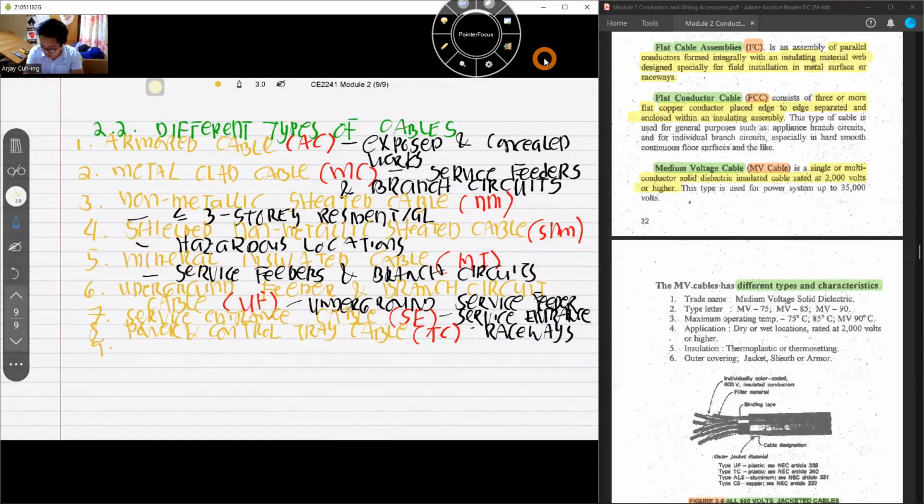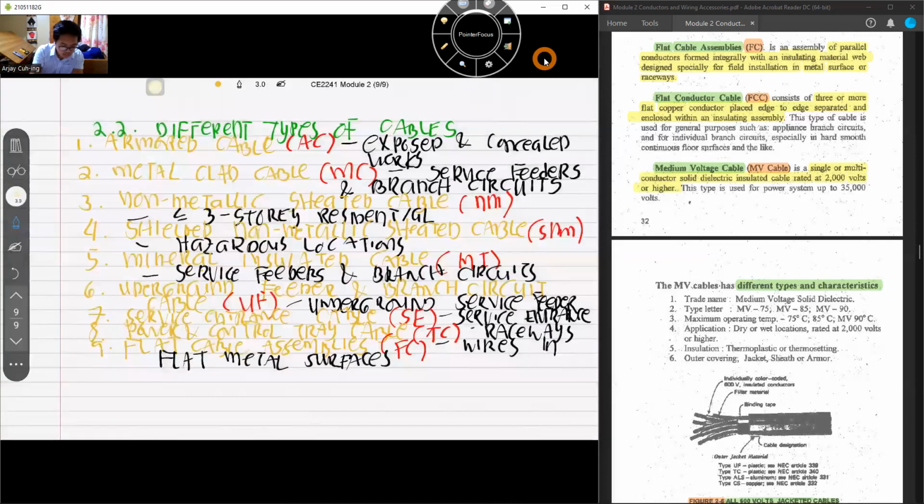Tapos 9. So medyo madami-dami, no? We also have, class, what we call flat cable assemblies. Okay. So also known, class, as FC. So saan sila ginagamit, class? Wires in metal surfaces. Siguro flat metal surfaces, para ma-distinguish natin dun sa raceways.